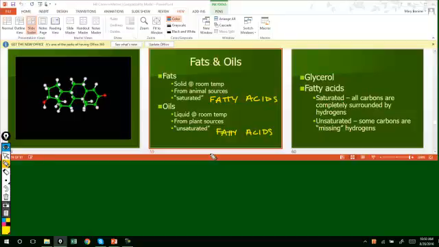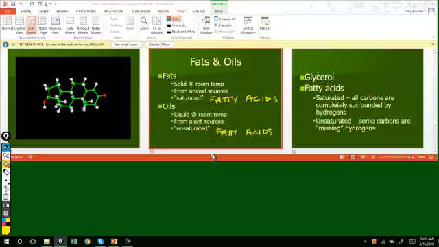There are animal examples of unsaturated oils. Fish are a good example. They need unsaturated oils because they stay liquid at cooler temperatures, and a lot of fish live in much colder environments than a lot of land animals do.